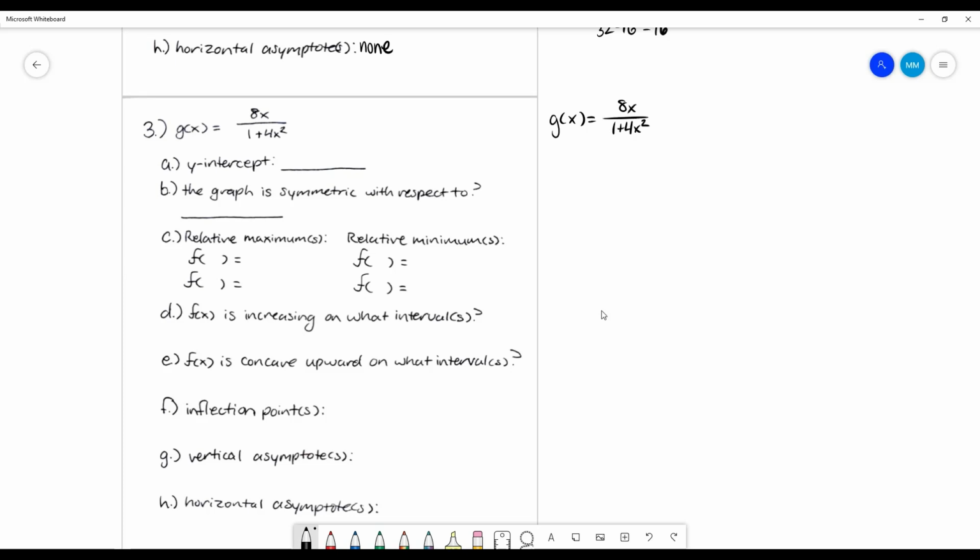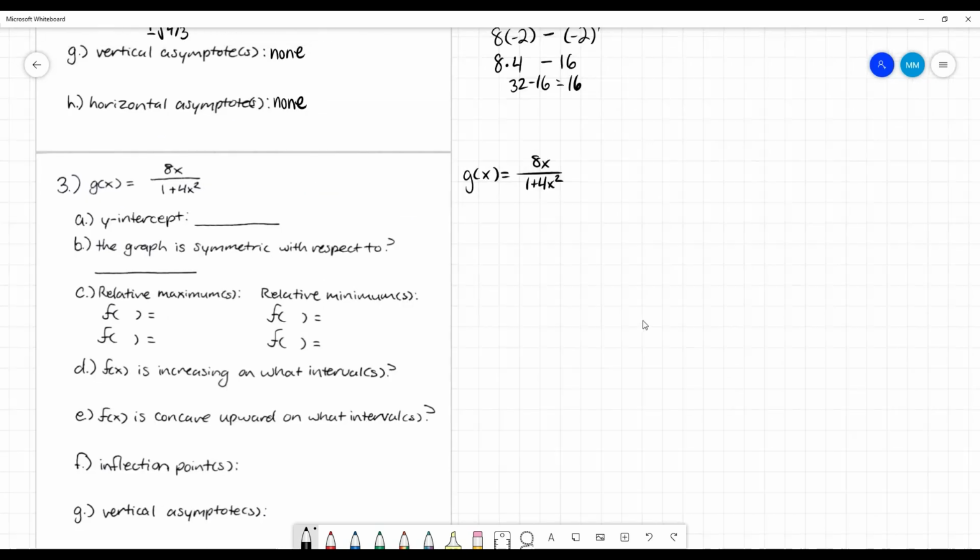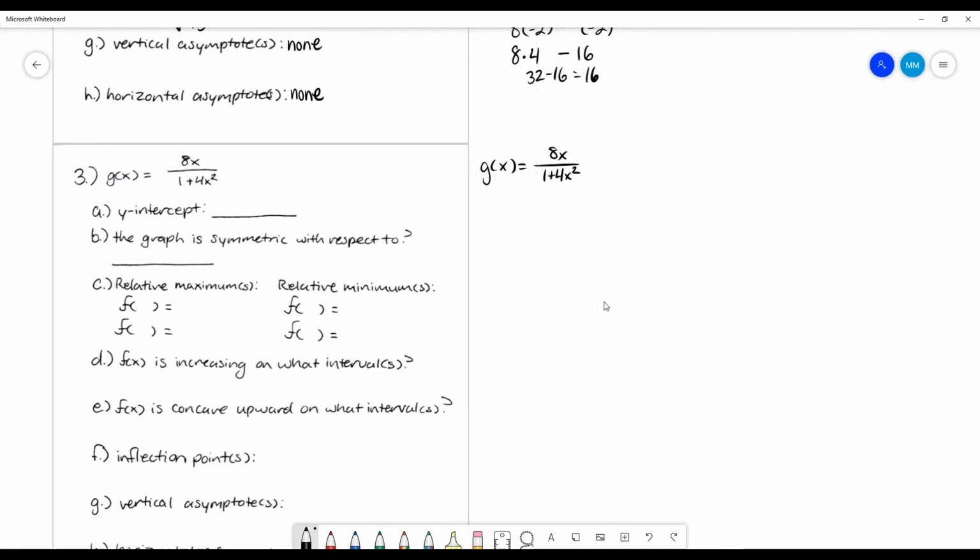So we know when we take the derivative, we're going to have to use quotient rule. It's going to be a little ugly. Right off the bat, we want to figure out our y-intercept. So if I plug in x equals 0, I'm going to get a 0 up top and just a 1 in the bottom. So our y-intercept is at (0, 0). Okay. Now we want to see if it is even or odd.